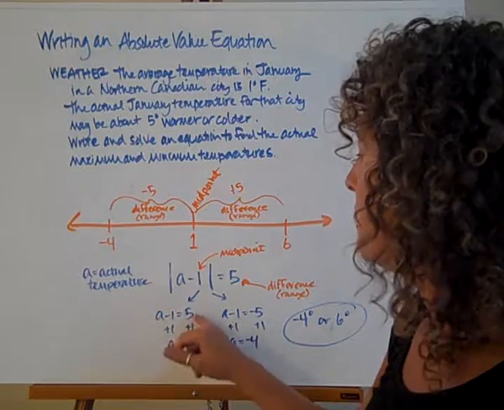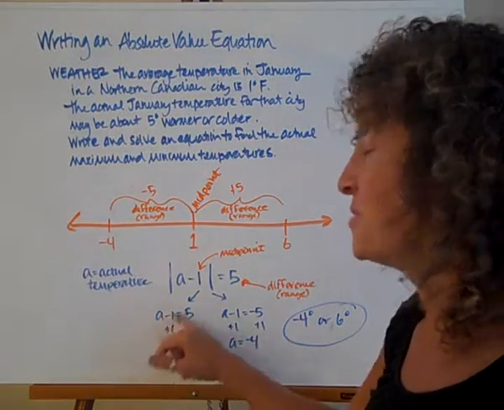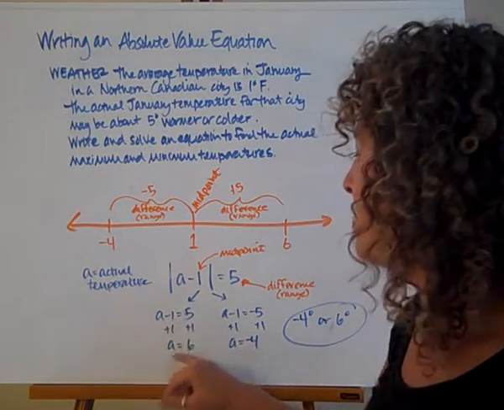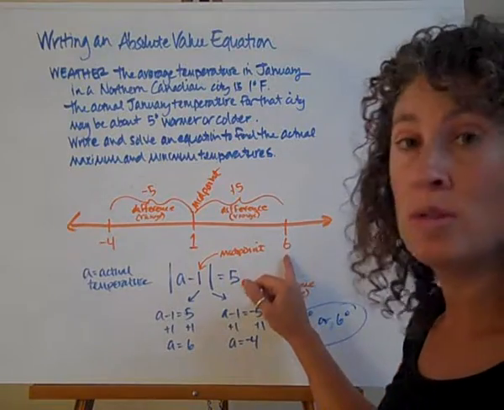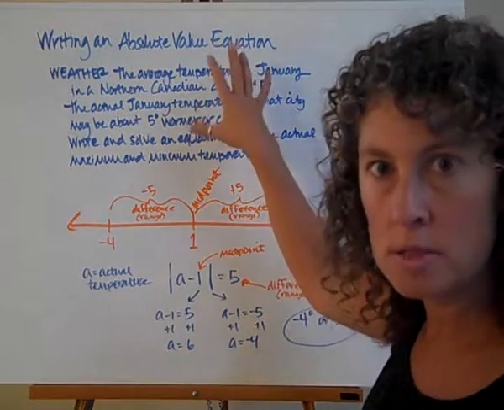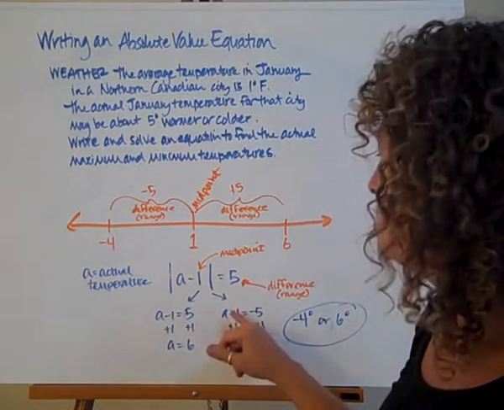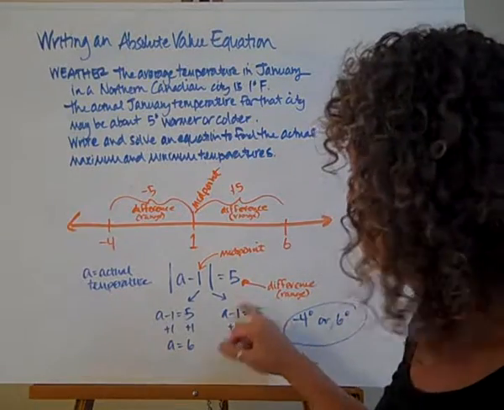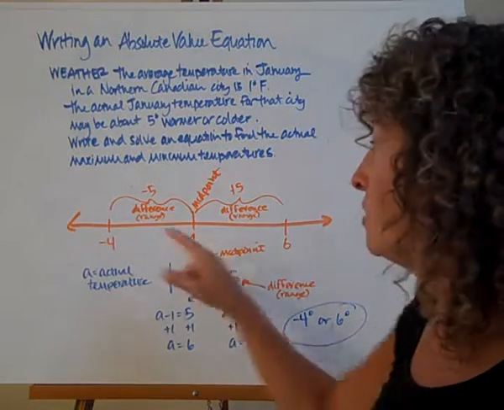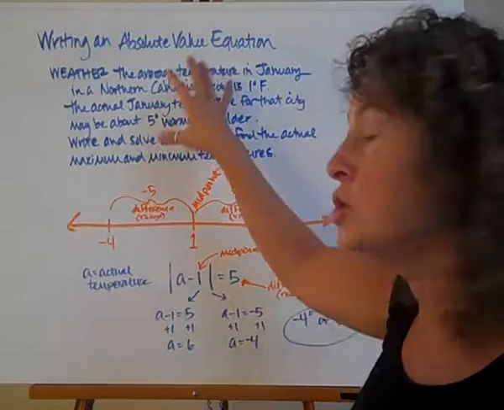So if I did n minus 1 equals 5, I would add 1 and I would get n equals 6. That's one of the numbers I know should work in this temperature problem. And if I do n minus 1 equals -5, when I add 1, I would get n equals -4, which is another temperature I know should work in this problem.